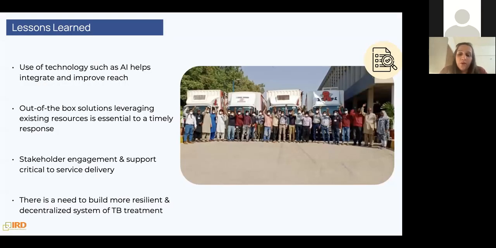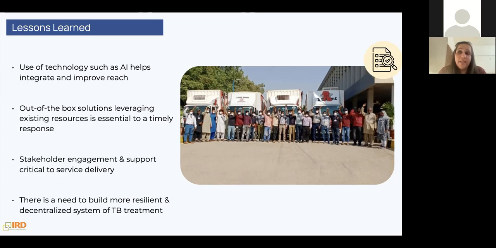And so when conducting all of this and when building this system, I know that there was a lot of learning that we had, and it was a very, very testing time for all of us. But it really brought to light a lot of things that we learned as a result. And we realized that use of technology, such as AI, is really integral. And the use of digital tools is really integral to build such programs.